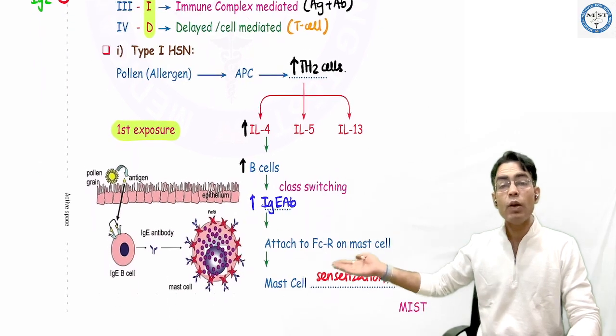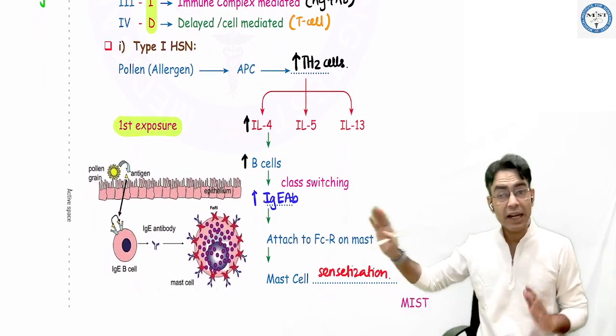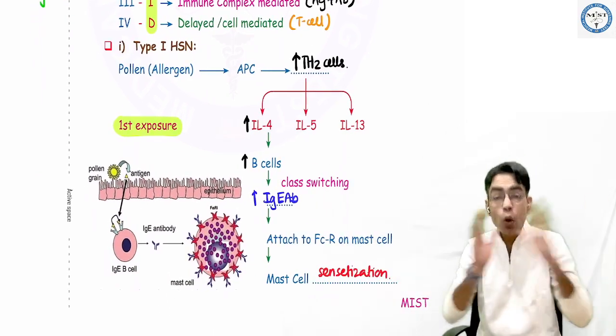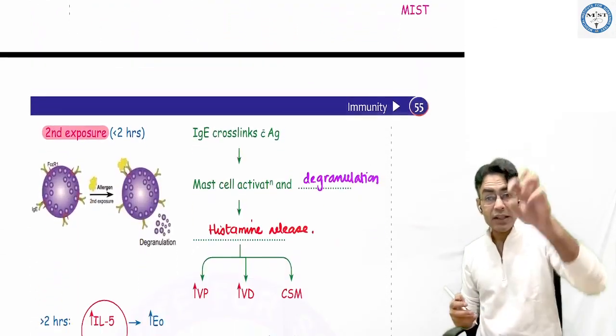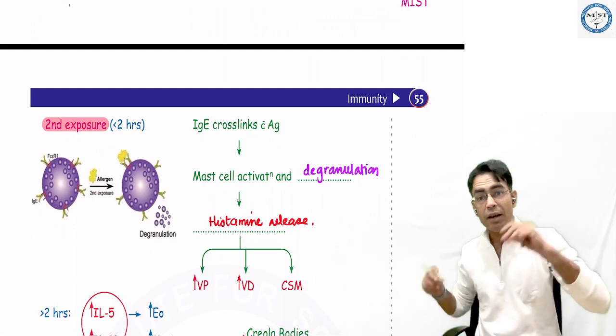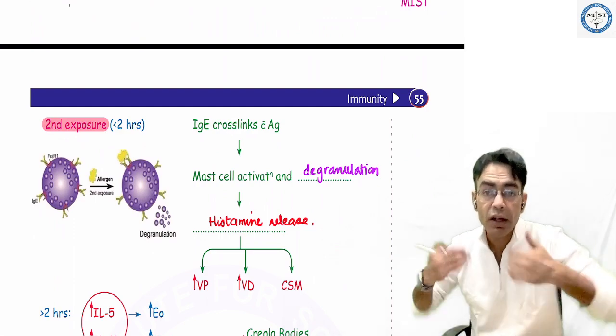These IgE antibodies go and sit on the mast cell and sensitize the mast cell. That is happening in the first exposure. No clinical symptom present. Second exposure में IgE antibody attaches with the antigen, tells the mast cell antigen has come, let's act, and the mast cell will release histamine.